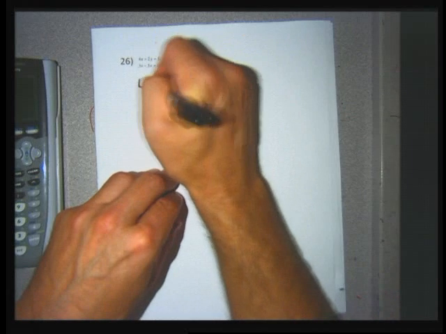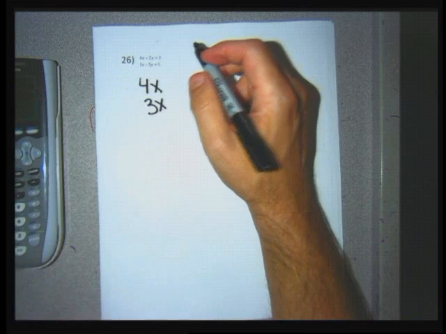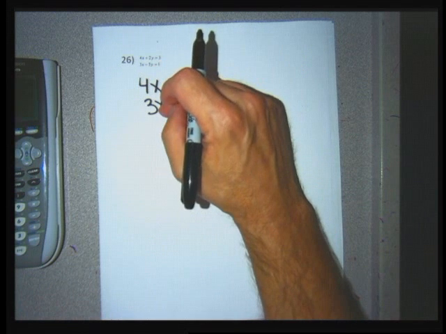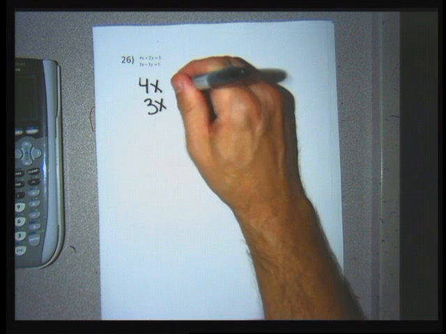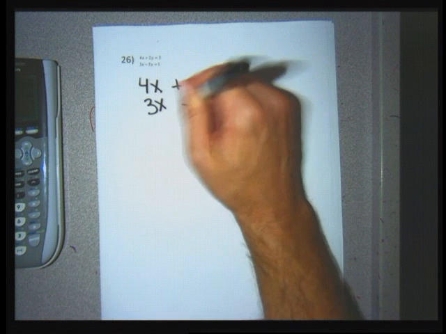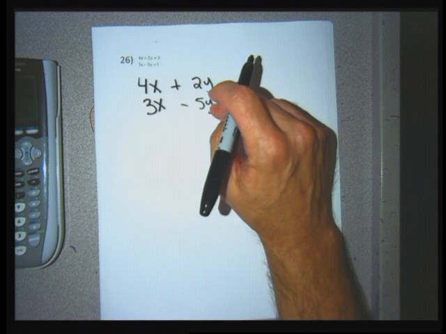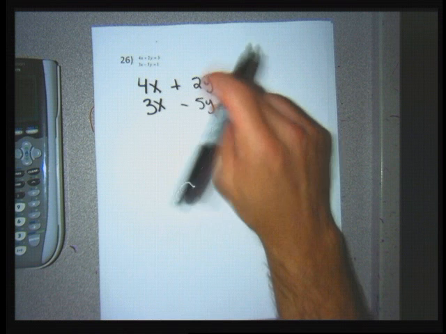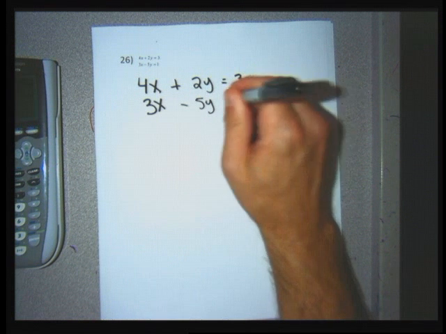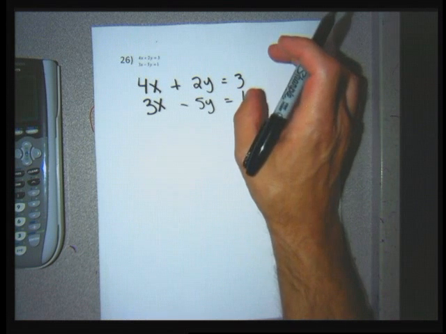Next problem: 26 is hard. If I look at the numbers in front of the x's, I don't know what to multiply 3 by to get 4. I don't know what to multiply 4 by to get 3. So these aren't good candidates in terms of turning them into the same number. But I have an equivalently hard problem when I look at the y's. To multiply 2 by something to make it into a 5, I don't know how to do that without getting a fraction. Similarly, I don't know how to make a 5 and multiply it by something and turn it into a 2. So I need to multiply both equations by different numbers to cause a letter to cancel out.